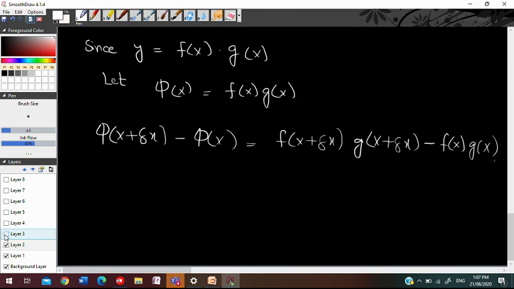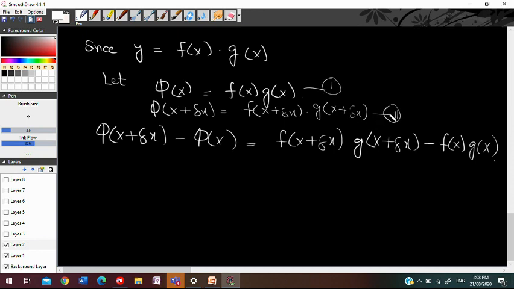And if I suppose that phi of x is equal to f of x into g of x, and when I subtract the both equations, what will happen? This thing will happen. Because when I take the increment here, I will get x plus del x and same f of x plus del x and then g into x plus del x. And now this is your second equation and this is your first equation. And when you subtract the second equation from the first equation, you will get this type of equation.